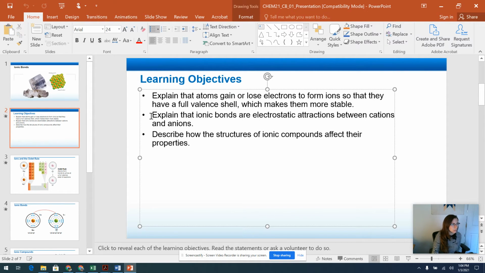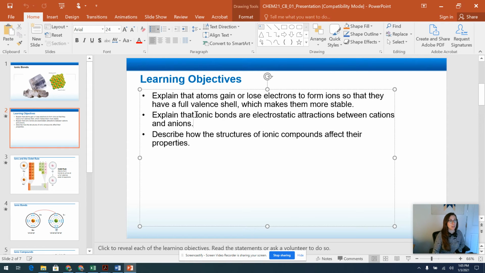Our next learning objective is to explain that ionic bonds are electrostatic attractions between cations and anions. And so electrostatic, what does that mean? This word means electricity, right? That's that first part of the word. Static, you can kind of think of like even when your clothes are staticky, right? And they stick to each other. So it's this electricity, like static. Maybe even at night, if you have a little bit of static, you can see a spark between your clothes, right? If you're doing laundry at night, I've seen that before.